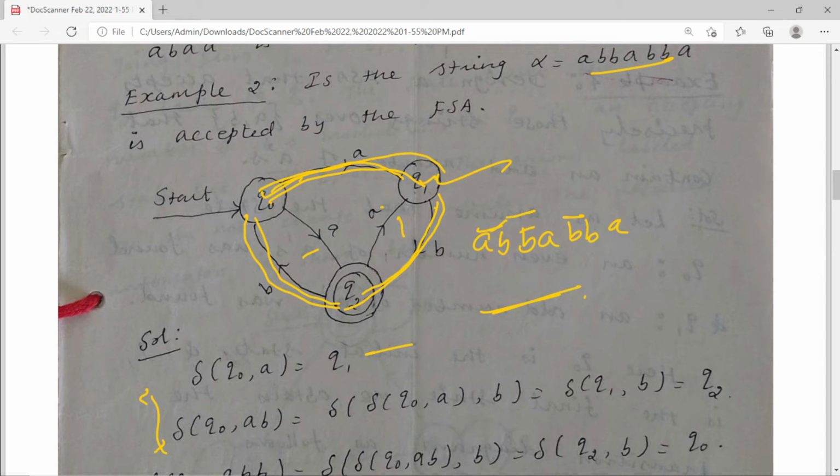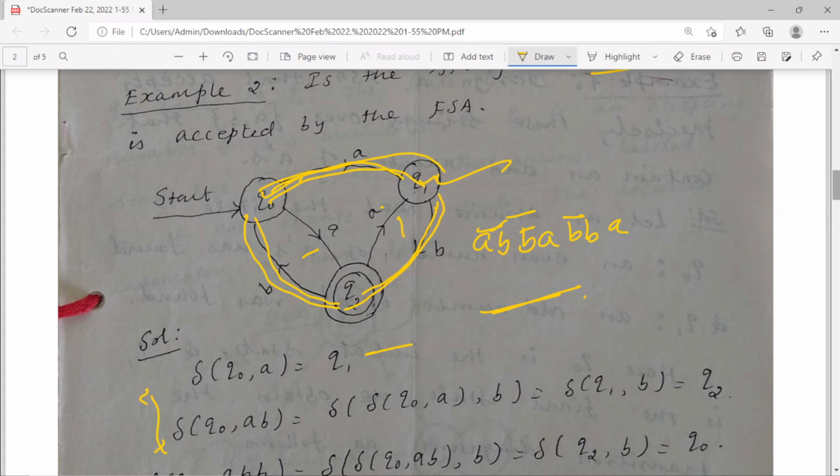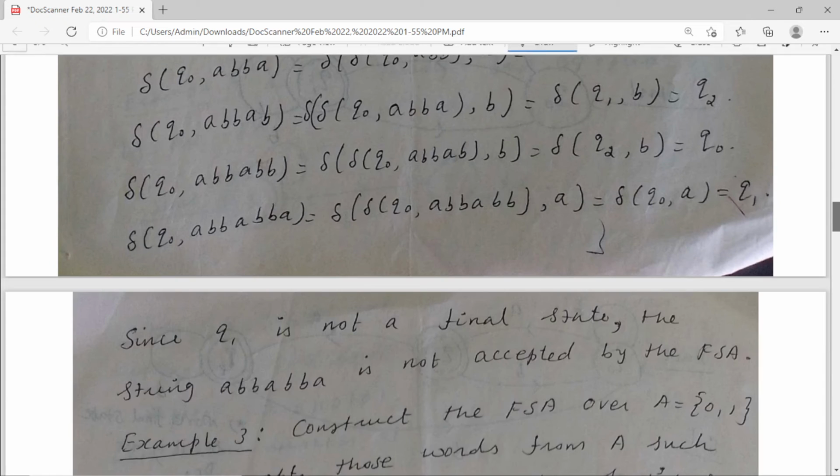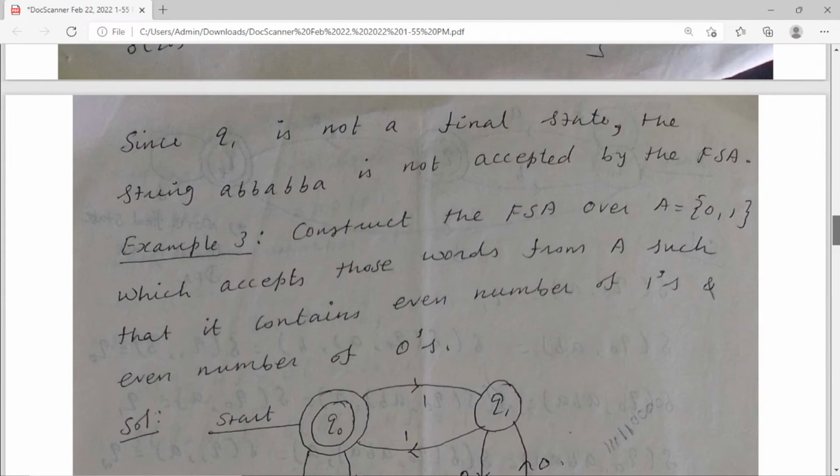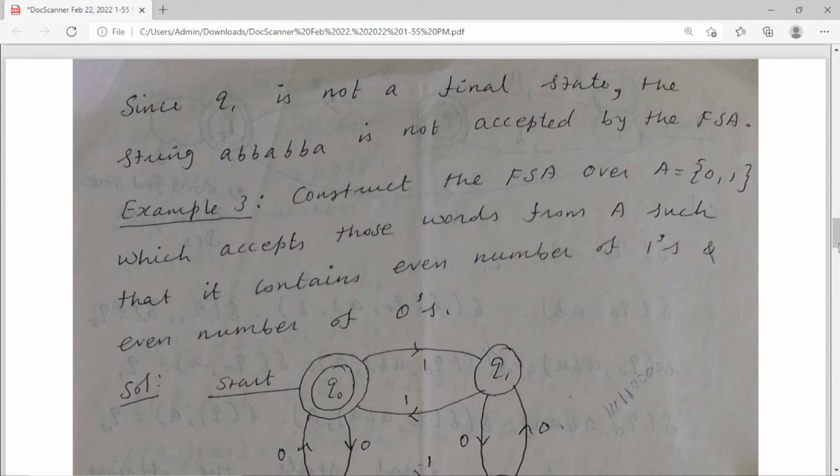So this is not the final state. Q1 is not a final state. In this diagram, Q0 is the only final state. So we are not at the final state, which means the string is not accepted by the finite state automata. After reading the symbols in the string, if we are at the final state, then only that string is accepted by the finite state automata, otherwise it is not accepted.